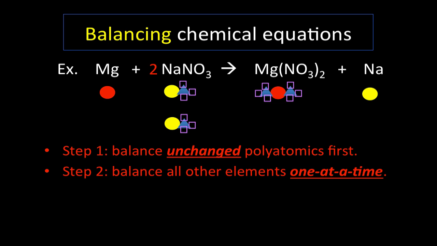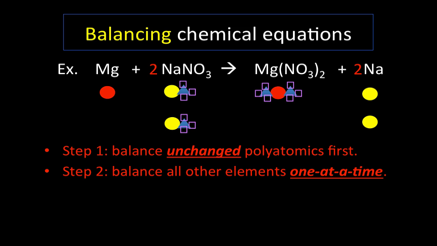Okay, and now the second rule is to just do everything else one at a time. We have one magnesium on the left. If we go over to the right, we have one magnesium. So the magnesiums are done. Two sodiums on the left, but only one sodium on the right. Well, if you started with two, you had to end with two. So we'll just put a 2 in front of the sodium, draw our extra particle, and we'll keep going.